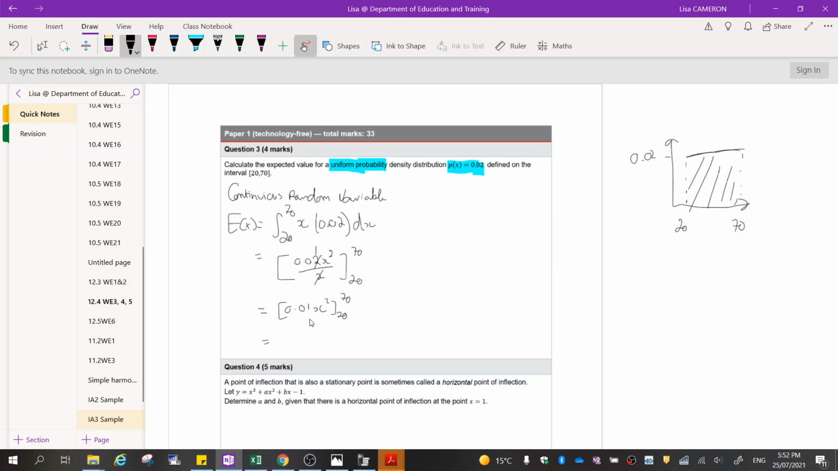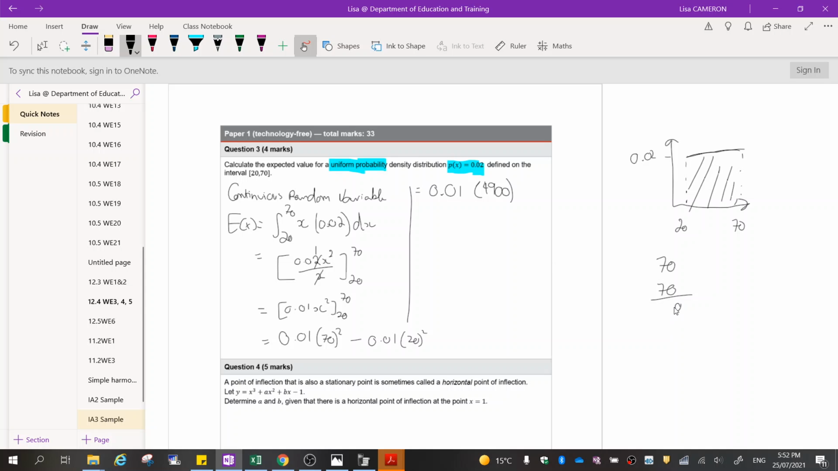Now all I have to do is substitute my values into the function. So 0.01 times 70 squared minus 0.01 times 20 squared. Now I know in class you'll be tempted to grab your calculators, but remember this is tech free, so we've got to do the hard work. So this is going to be equal to 0.01 multiplied by 4,900.